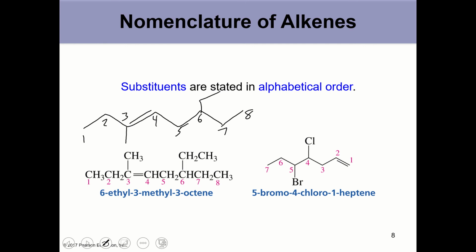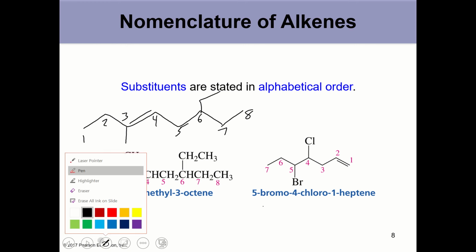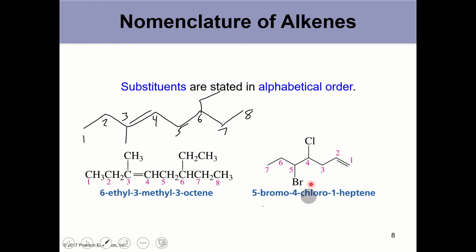If we name the molecule at the right, the substituents are bromine at carbon 5, chlorine at carbon 4, and the alkene between carbon 1 and 2. Bromine is alphabetically first, so we would have 5-bromo, then 4-chloro, 1-heptene.